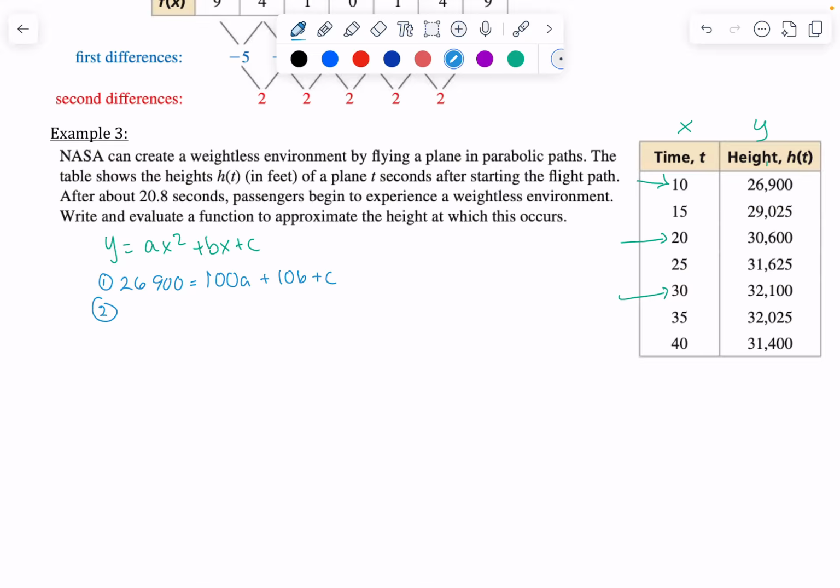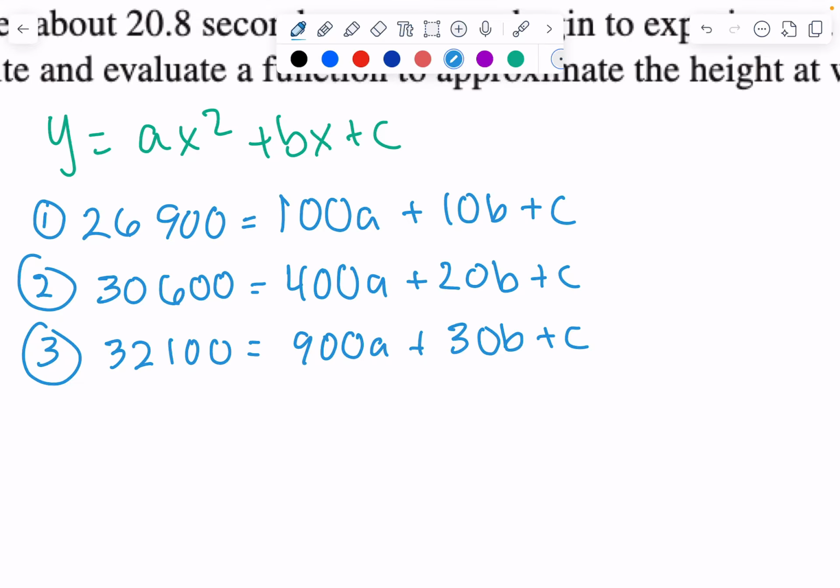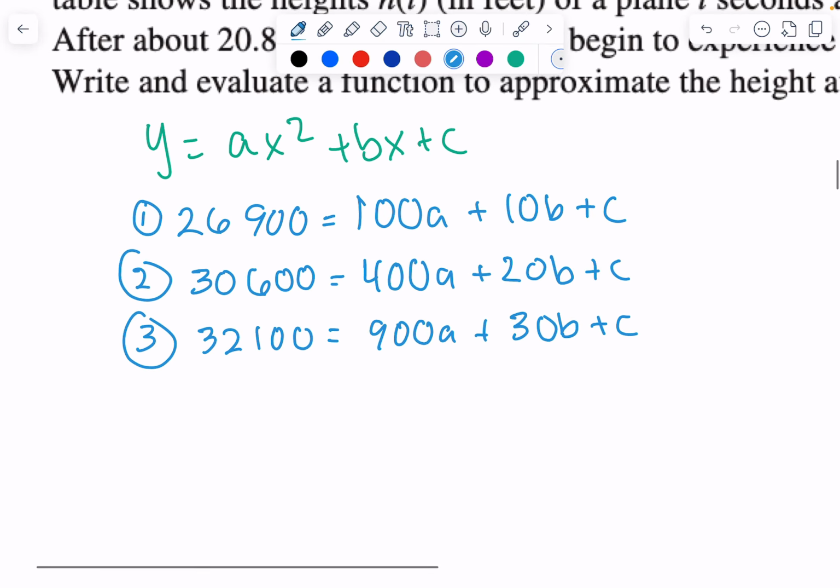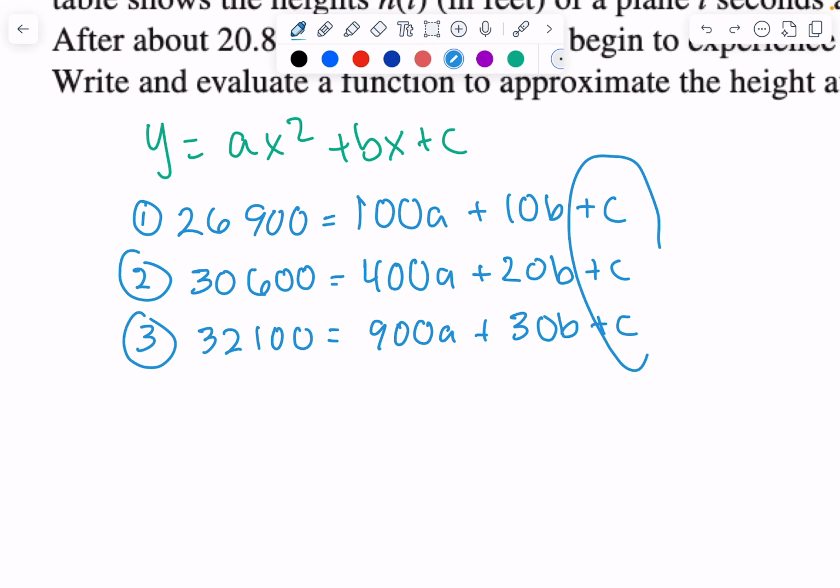For the second equation, I would get 30,600 equals 400a plus 20b plus c. And for the last equation, I would get 32,100 equals 900a plus 30b plus c. Okay, now that I have my 3 equations, I'm going to solve this system for a, b, and c. Now, the nice thing about this is that all those c values have a coefficient of 1, so that's the variable I'm going to eliminate.